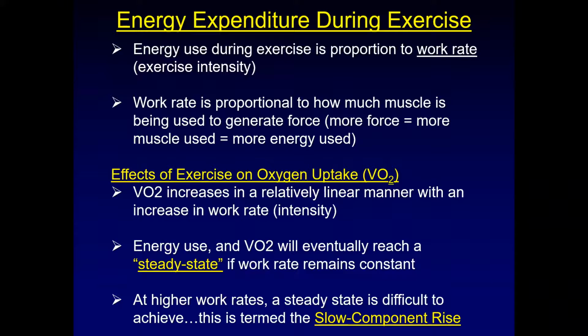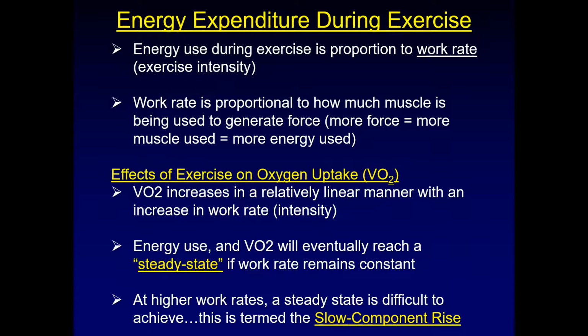Okay, so energy use, so exercise intensity. Remember I told you guys that exercise intensity determines substrate use. Exercise intensity determines the energy pathway that we use. In that way, intensity is defined as work rate. It's how much energy we need to work at a certain rate. So the more energy we use, the higher the intensity. Work rate is proportional to muscle being used to generate force. Therefore, things that require more force require more muscle to be used, and we have to run the cross-bridge cycle more, and we need more ATP. Therefore, we use more oxygen, and we use more phosphate.